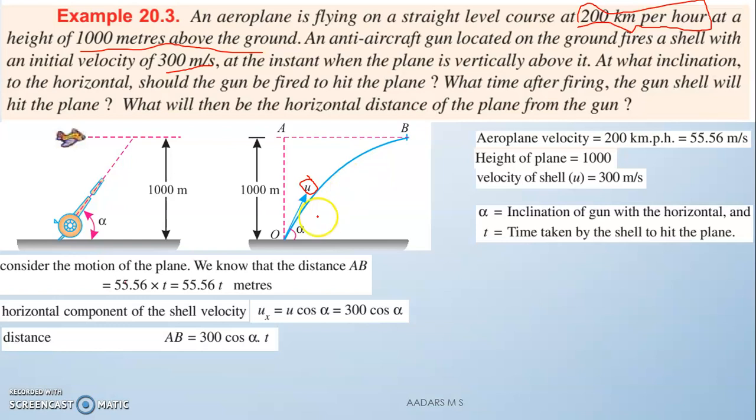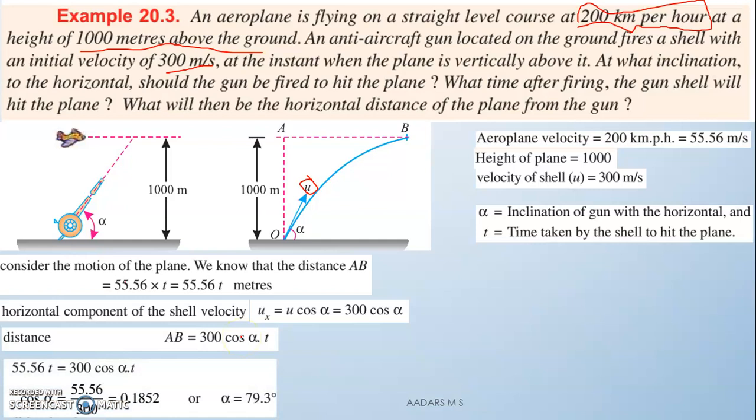To hit the plane, the horizontal distance traveled by the plane should be equal to the horizontal distance traveled by the bullet. So we equate these two. We will not obtain the value of t, but the value of alpha. So alpha is given by 79.3 degrees. So our first part is over.